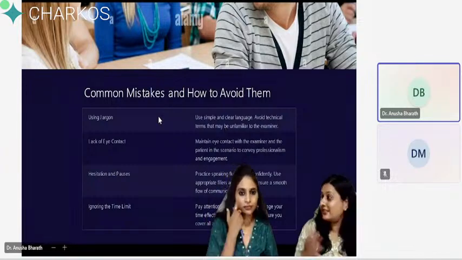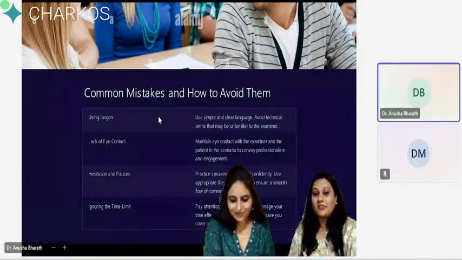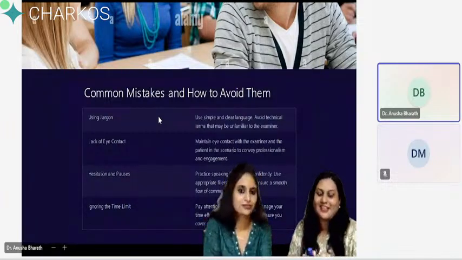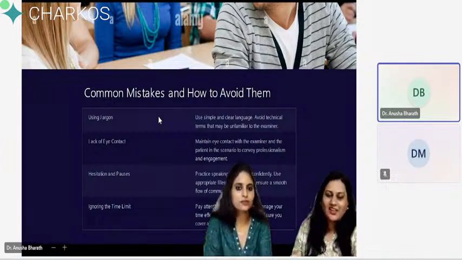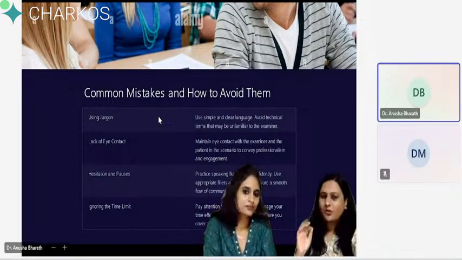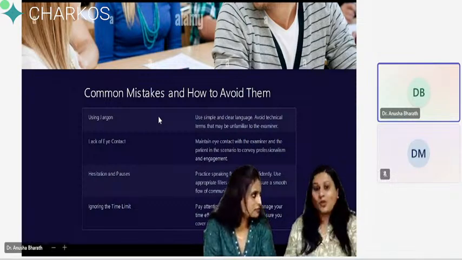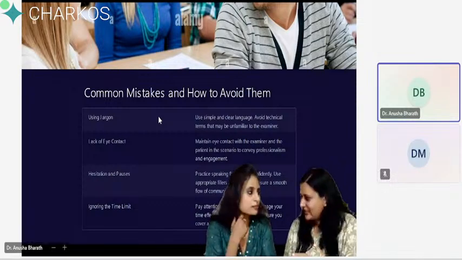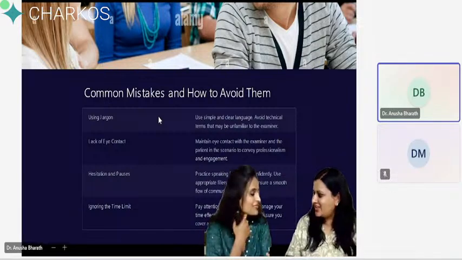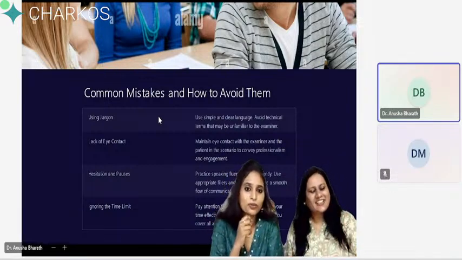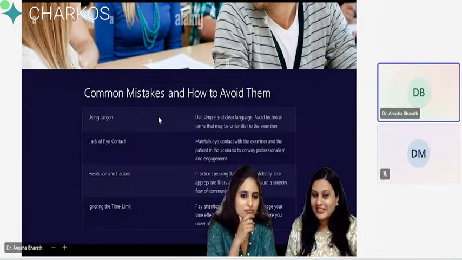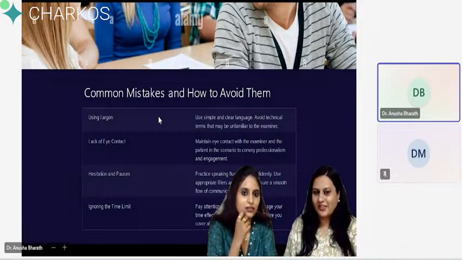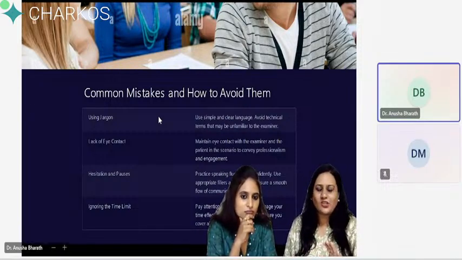The first thing is using jargon. We have stressed this many times in today's class that the interlocutor might or might not be from a medical background. The agenda is to communicate. You need not use Shakespearean English. Nobody uses it now. Keep it simple and clear. The other person should understand what you are trying to convey. So use simple and clear language.